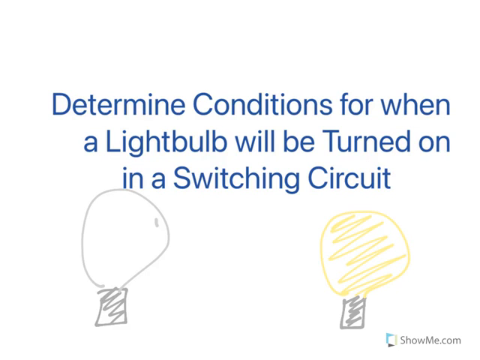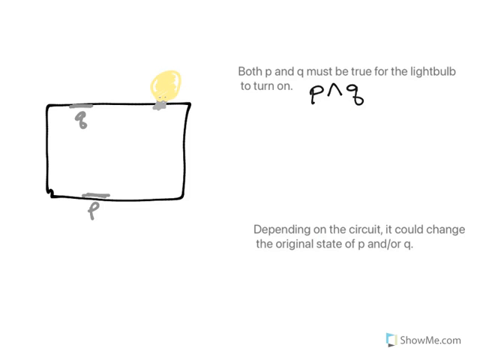Determine conditions for when a light bulb will be turned on in a switching circuit. So I have two badly drawn light bulbs here, right? One that is dark, just empty, and one that is yellow, which means it's lit up. So let's talk about light bulbs. If I have these two circuits here, like we have P and Q, both P and Q must be true for the light bulb to turn on.